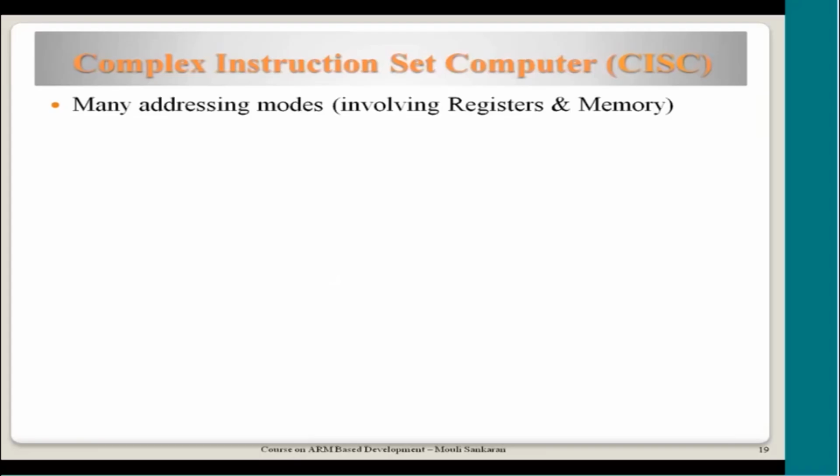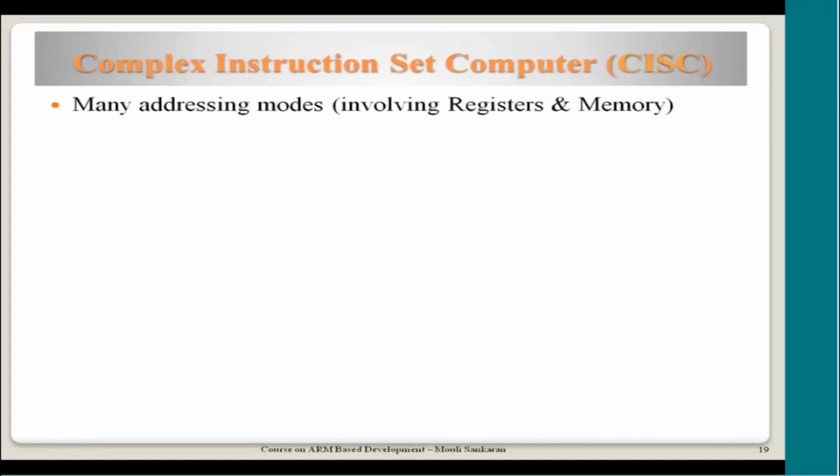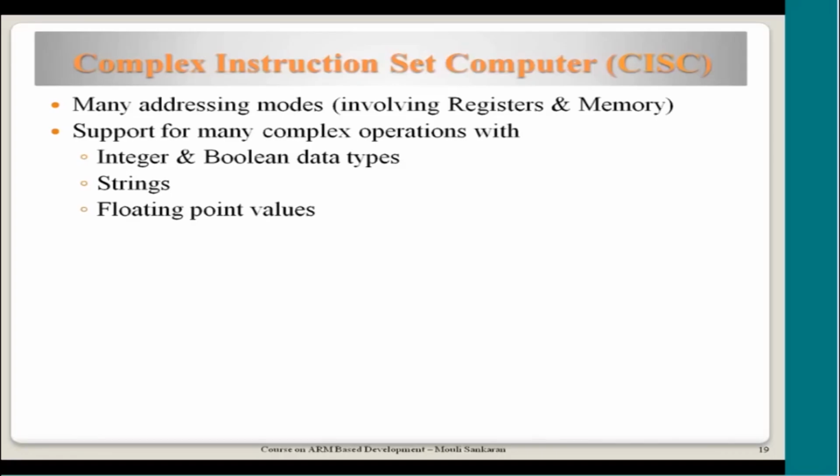Now, there are many addressing modes supported, both involving registers and memory, and support for many complex operations, both on integer and Boolean data types as well as strings. If you have heard about the 8086 processor, you might have come across string operations which perform comparison of strings. When you give two pointers, one instruction compares the two strings. So the time taken for executing that instruction varies based on the number of characters in the string. The complex instruction set architecture tries to keep so many operations in a single instruction, because of which every instruction might take a varying number of cycles to complete.